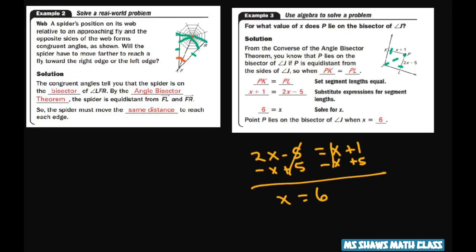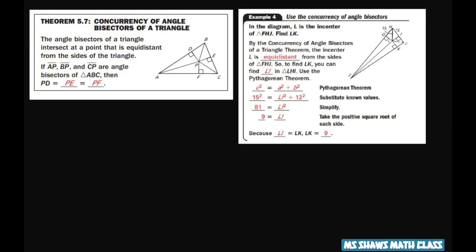All right, and here's another theorem, concurrency of angle bisectors of a triangle. The angle bisectors of a triangle intersect at a point that is equidistant from the sides of the triangle. So if AP, let's do this in yellow, AP and BP and CP are angle bisectors of the triangle, then these sides equal each other.